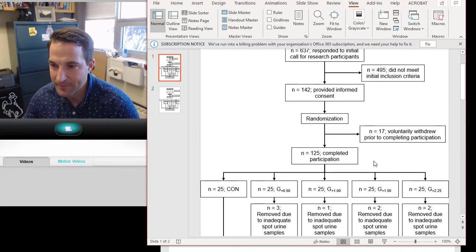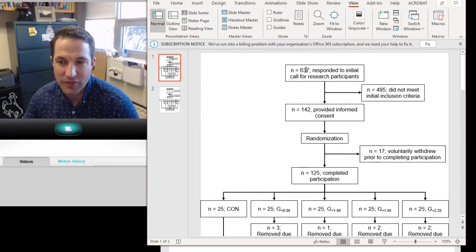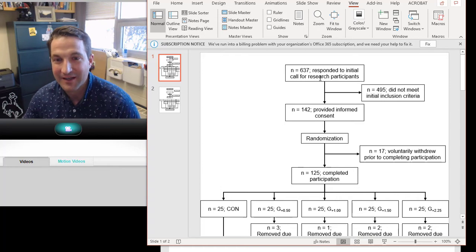Let's look up at the top. If you see here, we had 637 people who responded to the initial call for subjects. So we sent out a bunch of emails, and you can talk to my past graduate students, Ainsley and Hillary, about how many emails they tried to get these subjects. And they found that from those 637, 495 did not meet the initial inclusion criteria. So what this study required is that we reach out to 637 people, get in touch with them, go through the initial criteria, and we determined from that most of them did not meet the criteria. And we have the rationale in a spreadsheet somewhere of why they didn't meet that criteria.